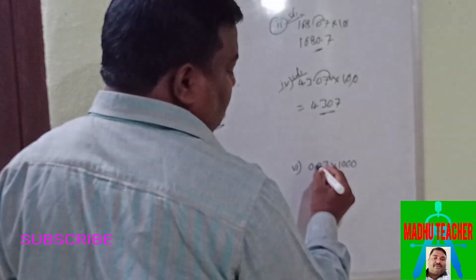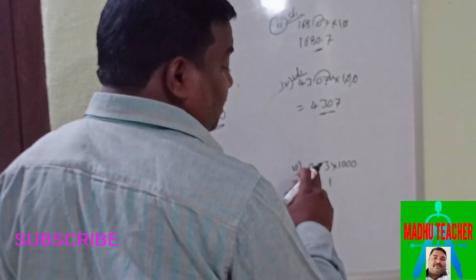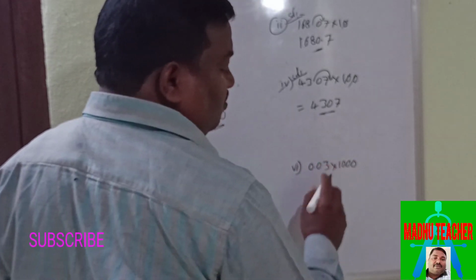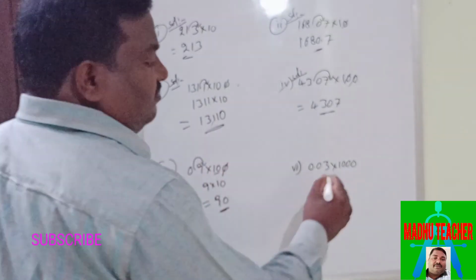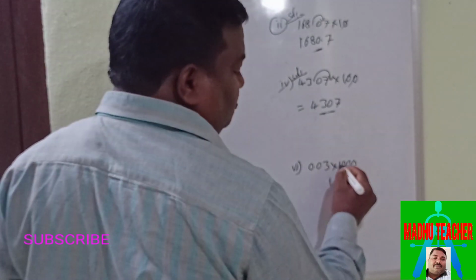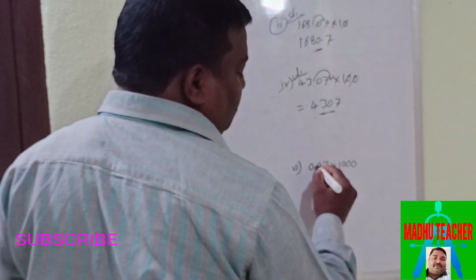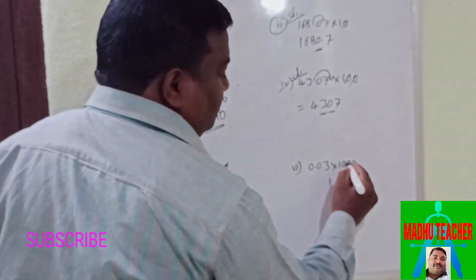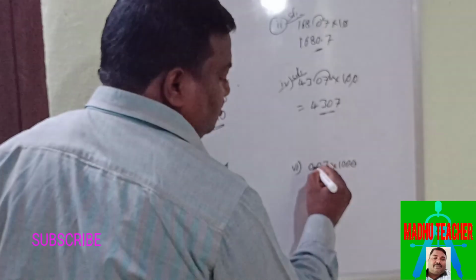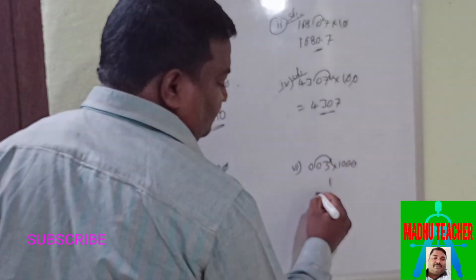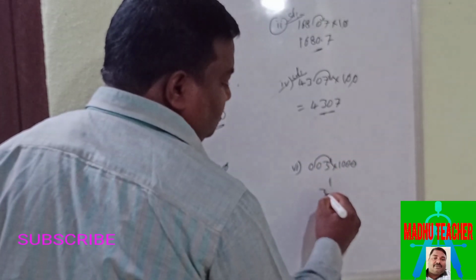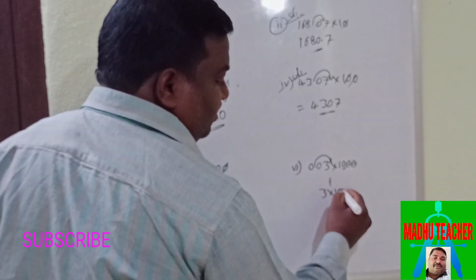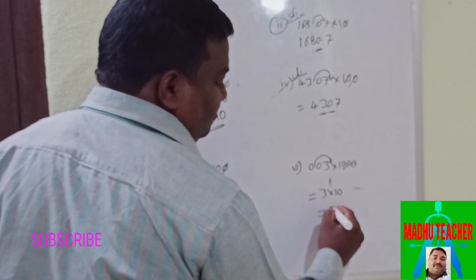Here also same. Okay, here 0.03 into 1000. After decimal point we have only two digits, but here we have three zeros. We can move only two digits right side, that's why cancel two zeros, move two digits, that is 003, that means 3 into, we have one more 0, that is 10, that is 3 into 10, 30.